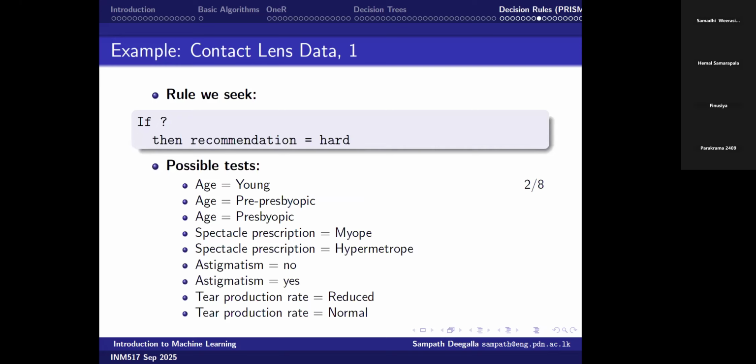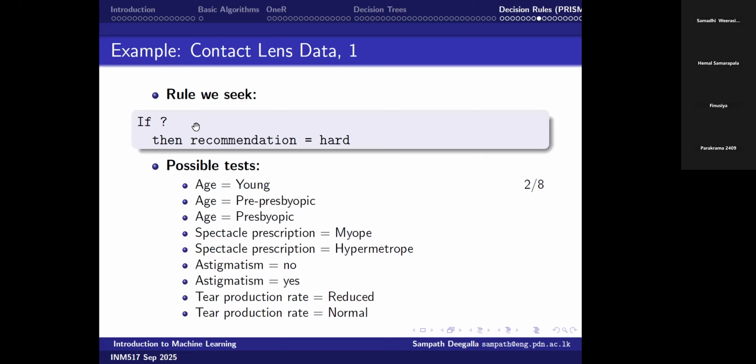So the first step is, okay, we have to first select one of the classes. So in this particular data set, there are 3 classes: none, soft and hard. So let's say we are trying to identify rules for class hard. So the first step is we start with an empty left hand side, and then we are going to say recommendation is hard, right?